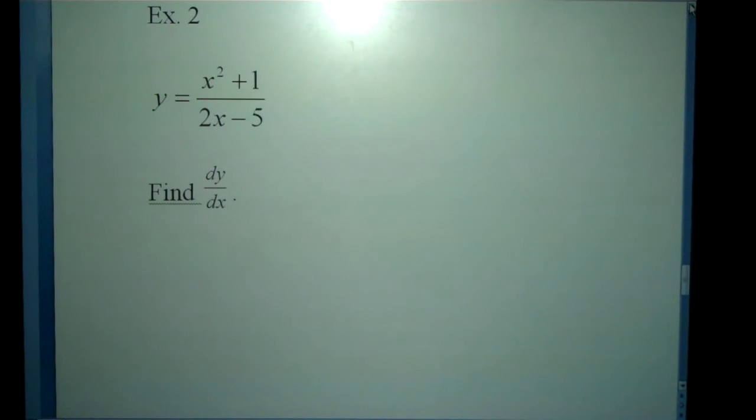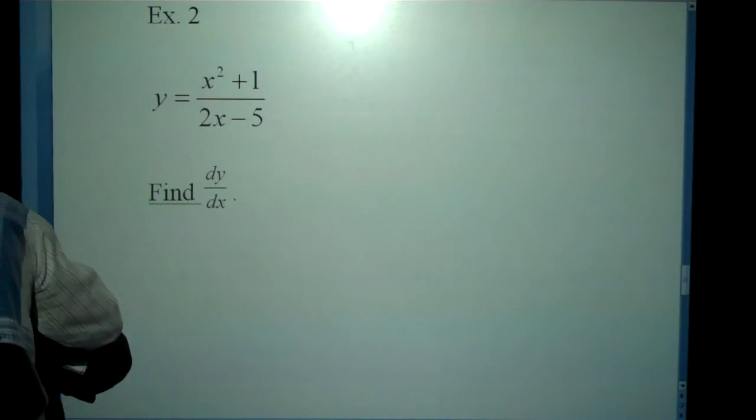Let's take a look at example 2. We've got the equation y equals x squared plus 1 divided by the quantity 2x minus 5. Find the derivative. Let's take about 5 or 6 minutes now. You can pause the video. Alright, let's go over this one together.